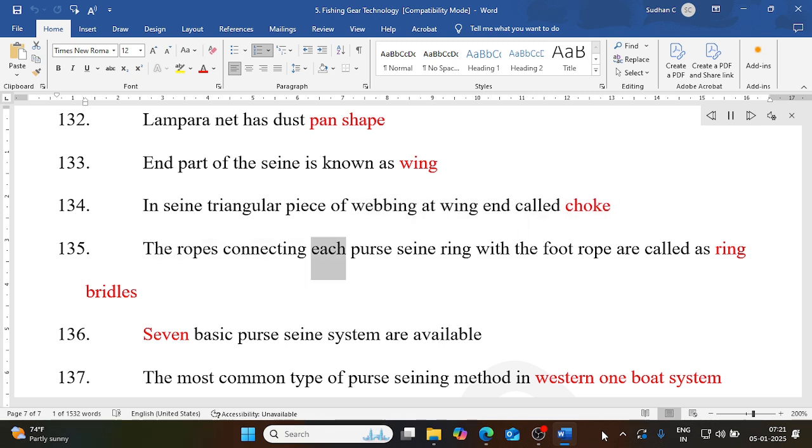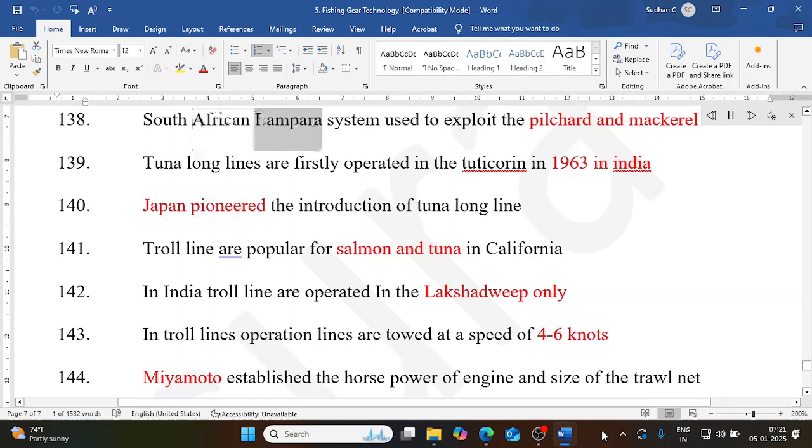The ropes connecting each purse seine ring with the foot rope are called ring bridles. Seven basic purse seine systems are available. The most common type of purse seining method is the Western one-boat system. The South African lampara system is used to exploit pilchard and mackerel fisheries.